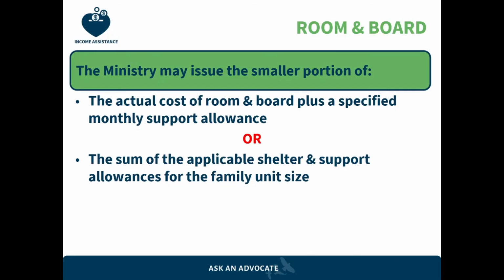When an applicant lives in a room and board situation, it is treated differently than renting a self-contained suite or a room only. In a room and board situation, the landlord provides a room and food. In these cases, the ministry may issue the smaller portion of the actual cost of the room and board and a specified monthly support allowance, or the sum of the applicable shelter and support allowances for the family unit size. For example, the comfort allowance amounts for regular room and board are $60 per adult, $40 per child, as well as $127 per PWD status and their transportation supplement.